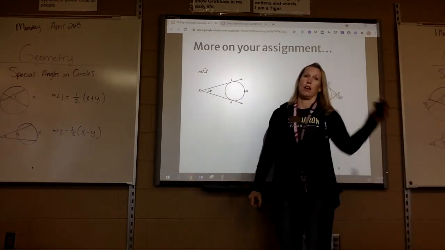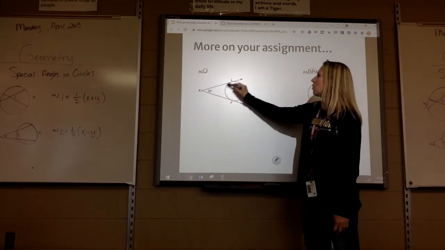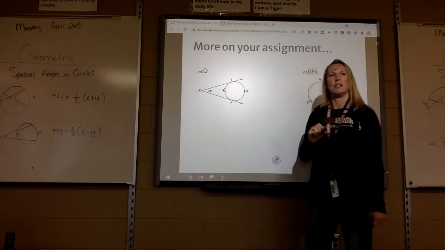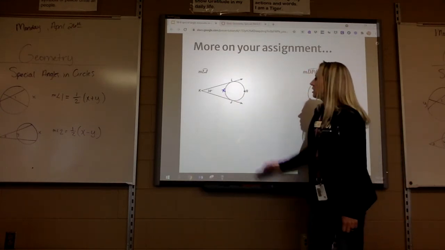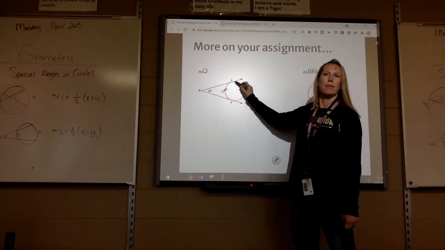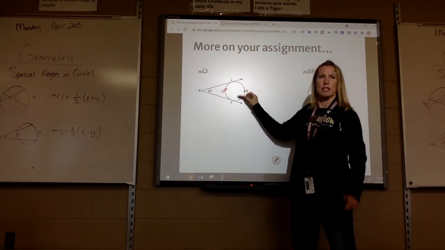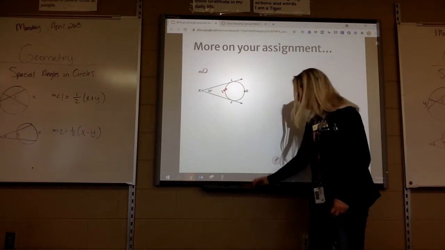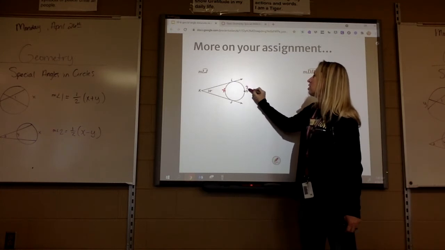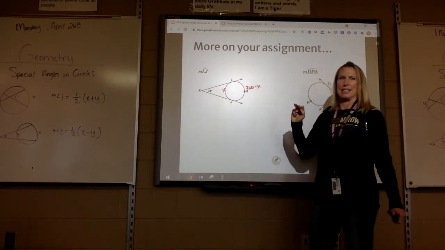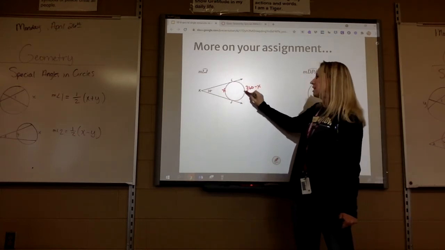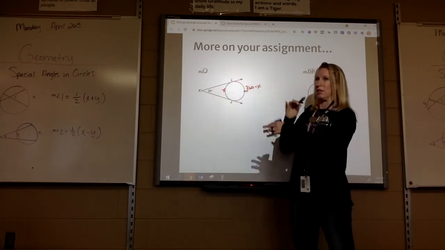The angle's on the outside, so I have to subtract. But the problem is I don't know this arc or this arc. So I call the smaller arc x. Let's just pretend the smaller arc was 100. How would I figure out this arc? 360 minus 100, right? So since I don't know this arc, I'm going to say this arc is 360 minus x. Okay? So this arc I'm going to call x. This arc is 360 minus x because I don't know either arc.